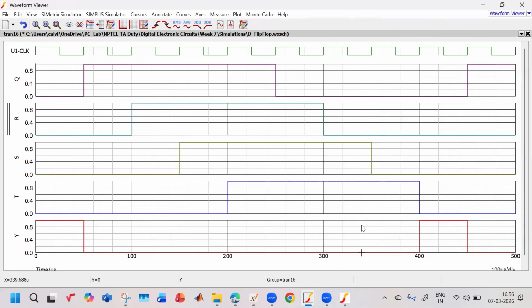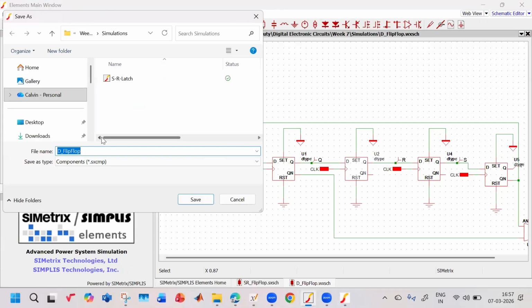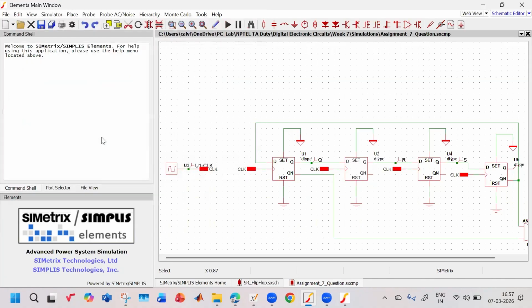So this is what we did. You can see it is getting delayed, delayed, delayed. R is the delayed version of Q, S is the delayed version of R, T is the delayed version of S, and Q is the delayed version of T bar. That is how it has been connected. So what we did has come out to be correct. Let us save the schematic as assignment 7 question. So this has been verified.